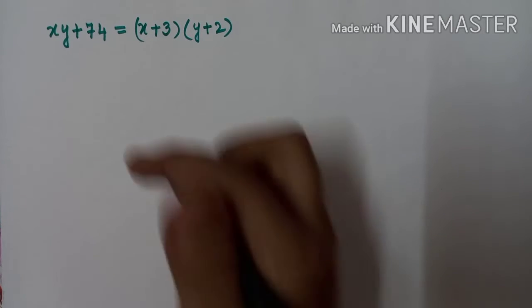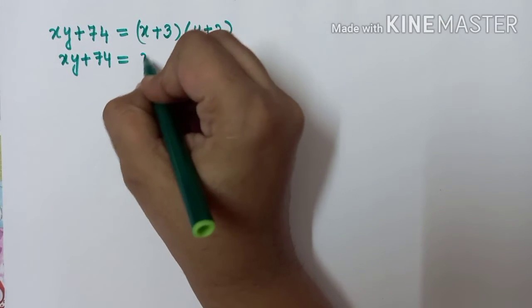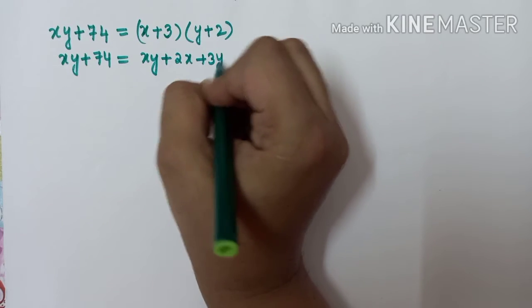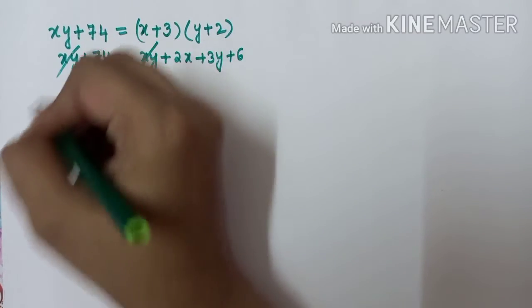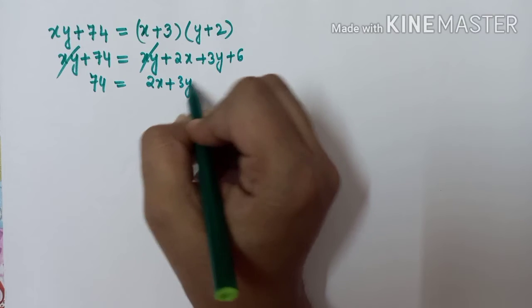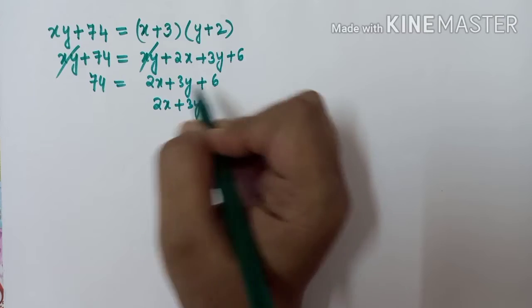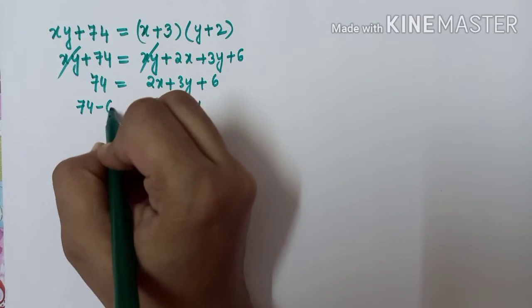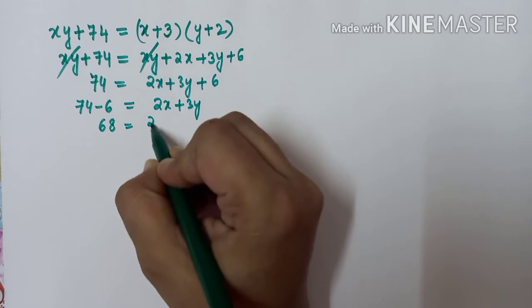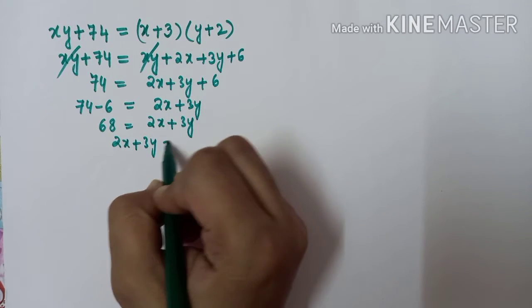Now what to do? Just simplify. xy plus 74 as it is equals to x into y, xy. Then x into 2 will be 2x, plus 3y, plus 3 2s are 6. The xy will get cancelled. Here you will get 74 equals to 2x plus 3y plus 6. So 2x plus 3y let us keep as it is, and this plus 6 will go over here and become minus. So 74 minus 6 gives you 68. So 2x plus 3y will be equal to 68.